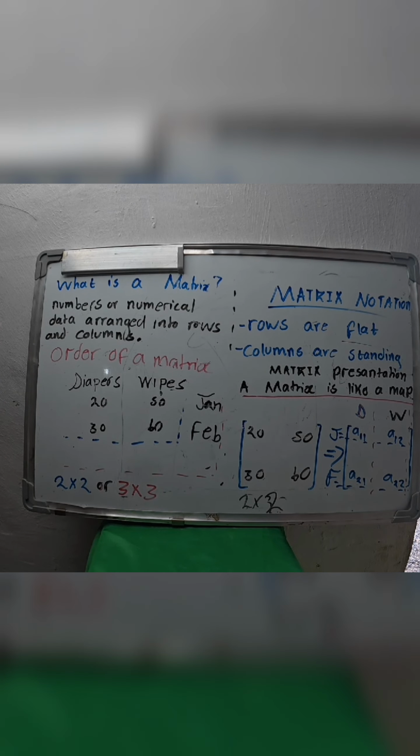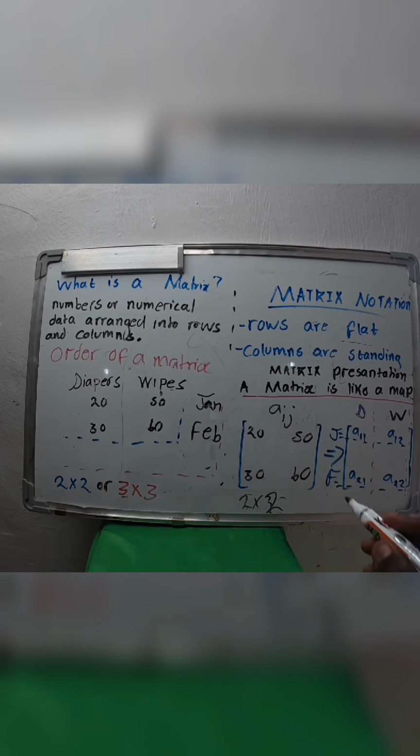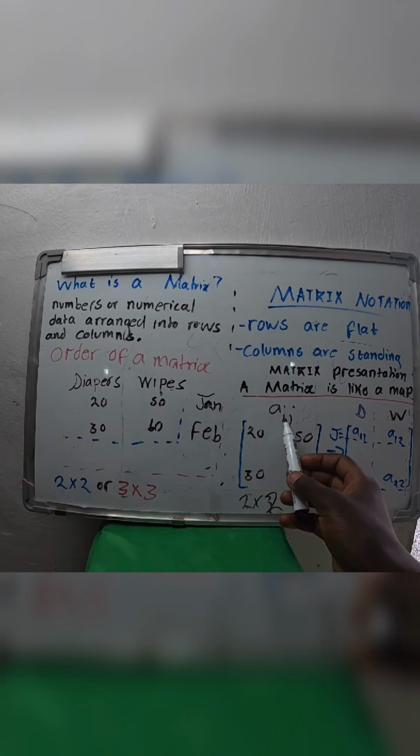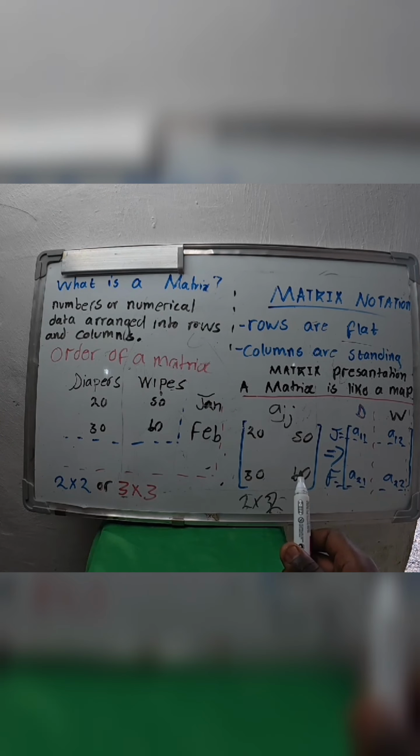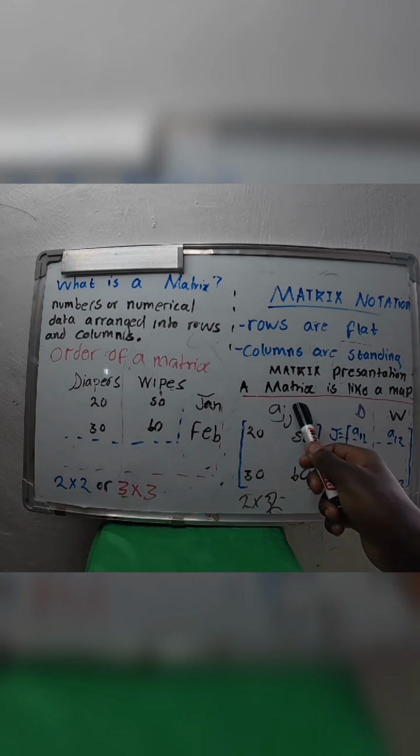So we shall use the notation A sub i j, where i represents the row in which the number is and j represents the column in which the number is. So we shall refrain from using the word number now. We'll be calling it a matrix element. Okay, so this gives us the exact position of a matrix element.